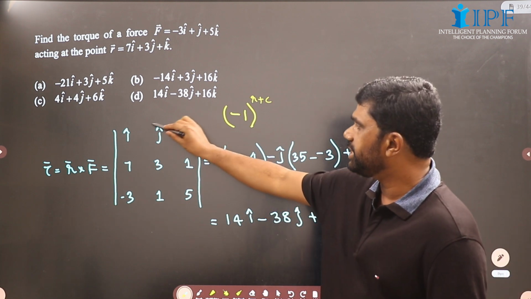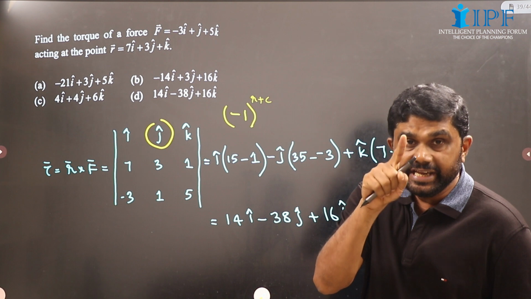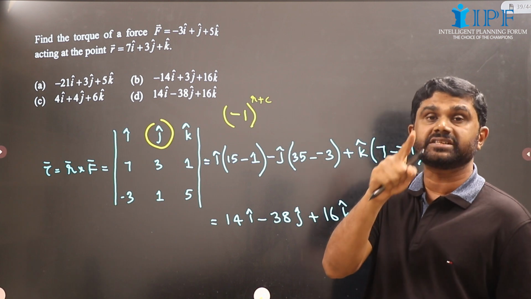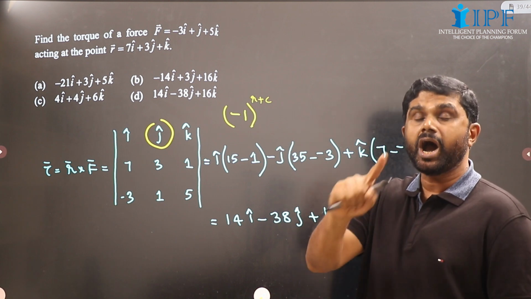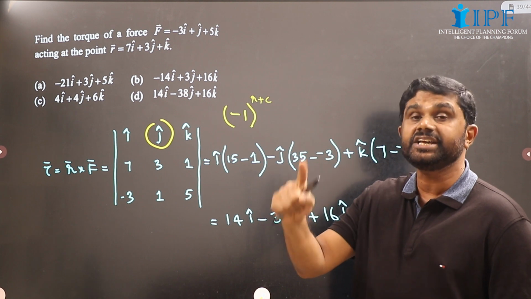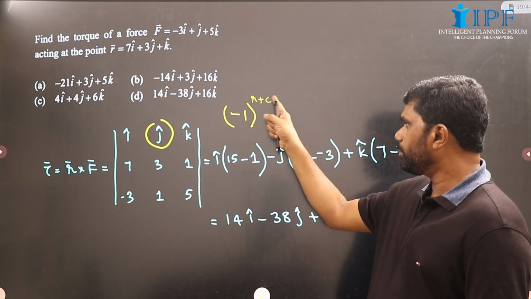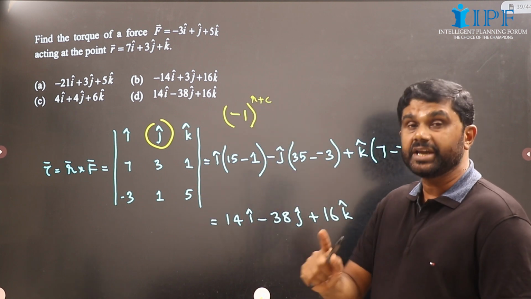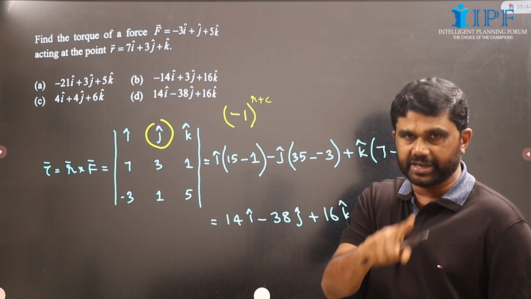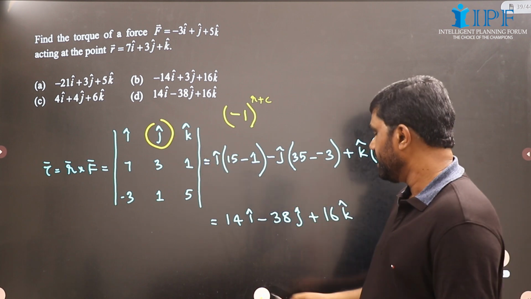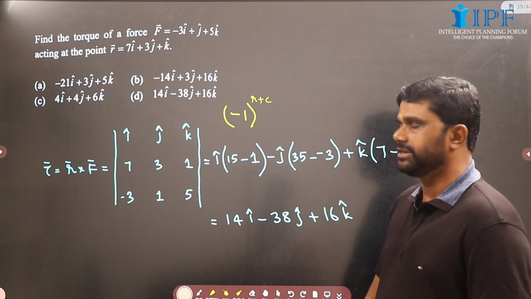And what about this J? It is the element in the first row and second column. So R is 1 and C is 2. So 1 plus 2 is 3. Minus 1 raised to 3 is minus 1. So this J is to be taken as negative.